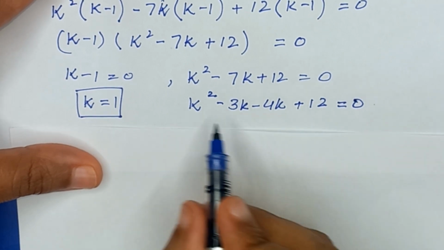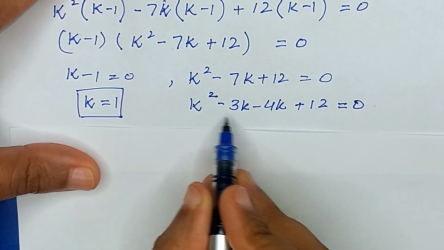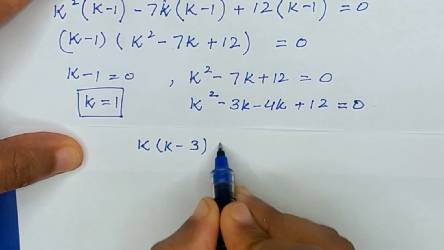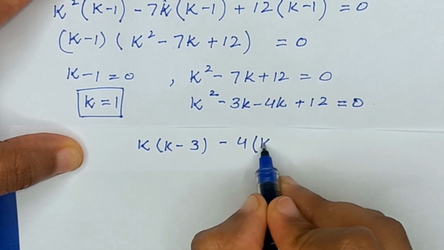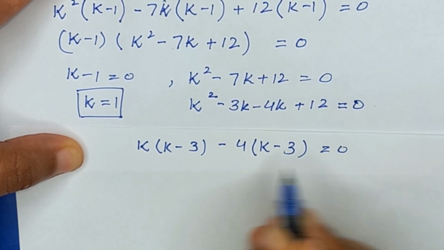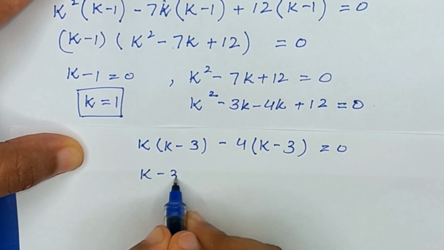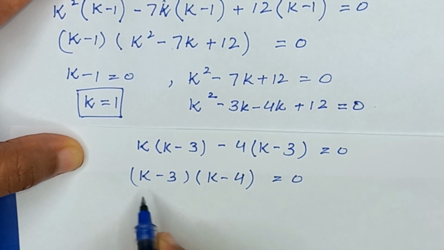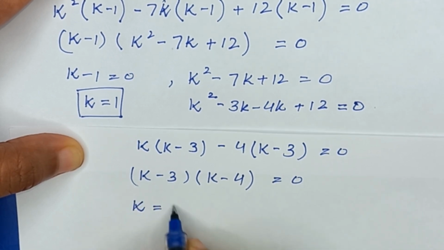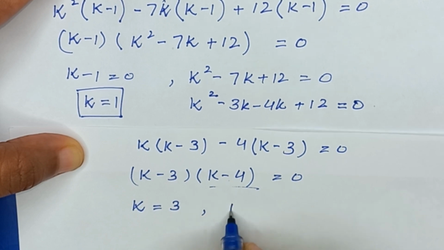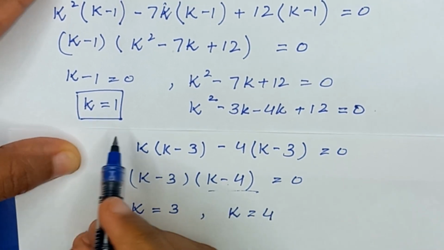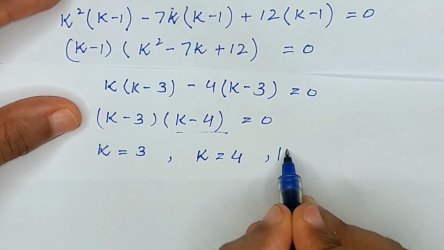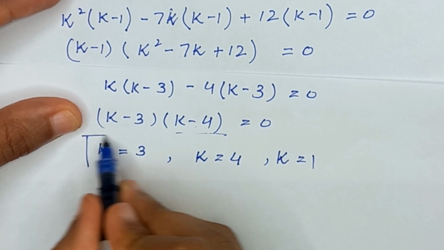Now we'll find the values of k from here. As in these two terms we have k common, it will be k minus 3, and here negative 4 is common, then it will be k minus 3 is equal to 0. Now k minus 3 is a common factor, so it will be k minus 4 is equal to 0. So from here k is equal to 3, and from this factor we have k is equal to 4, and we know that here another value of k which is 1.